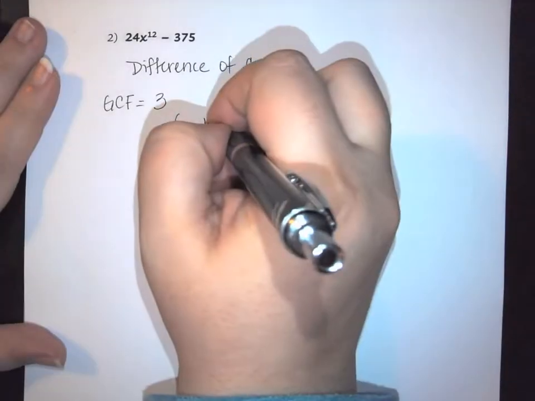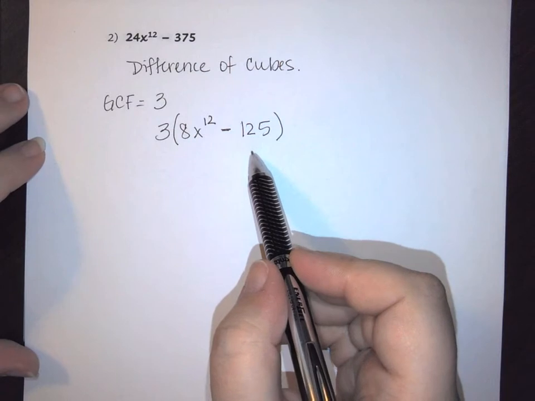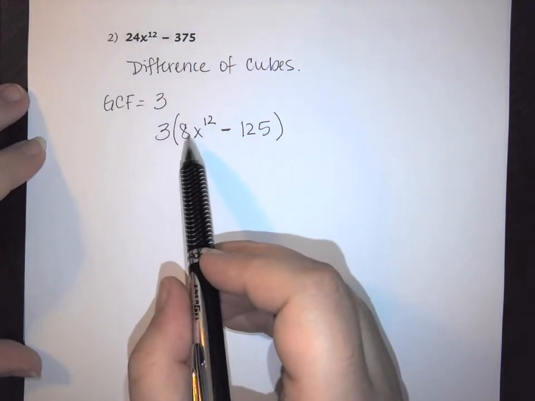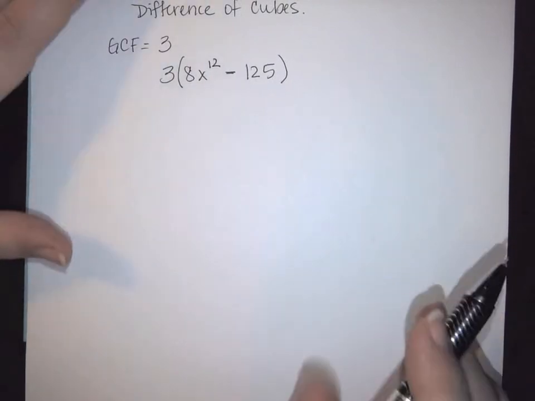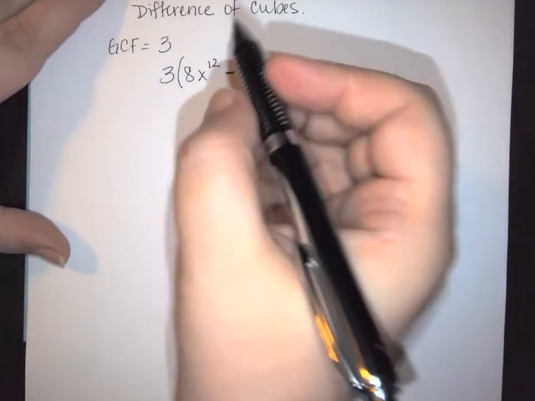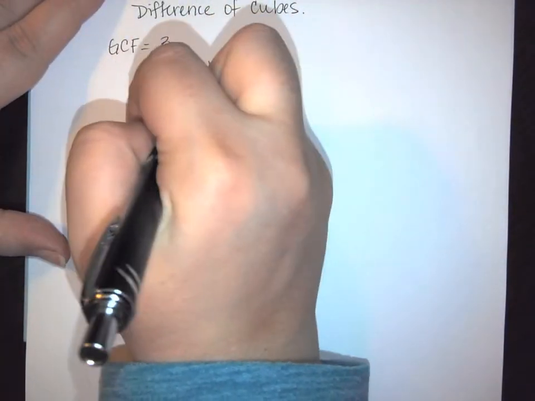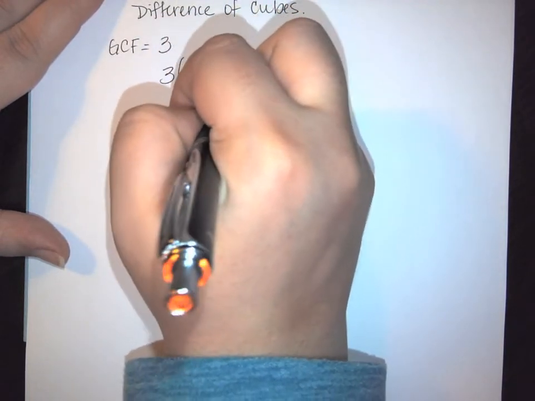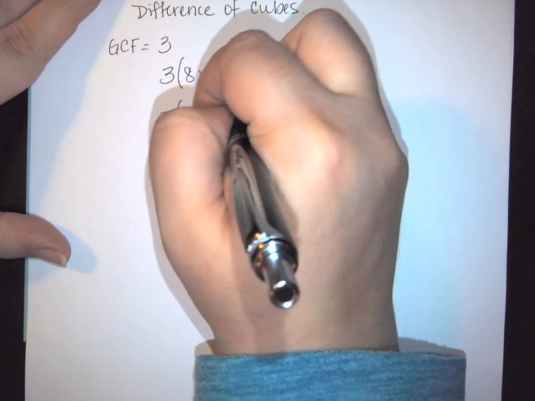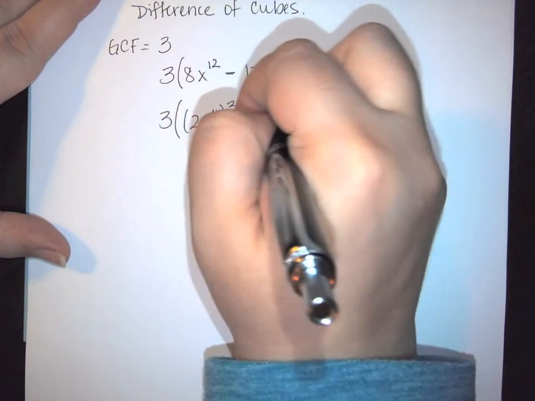If you take a look, 125 is a cubic value and 8 is a cubic value. So we can go ahead and we can rewrite these in terms of their cube counterparts. So this is going to end up being 2x to the 4th cubed minus 5 cubed.